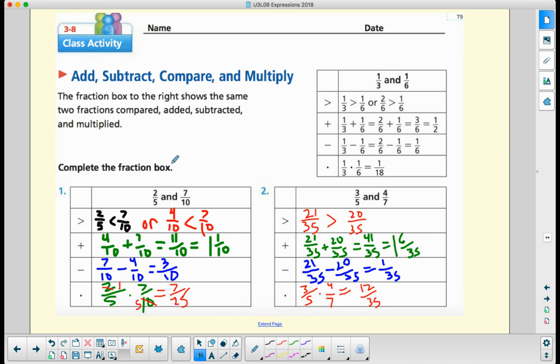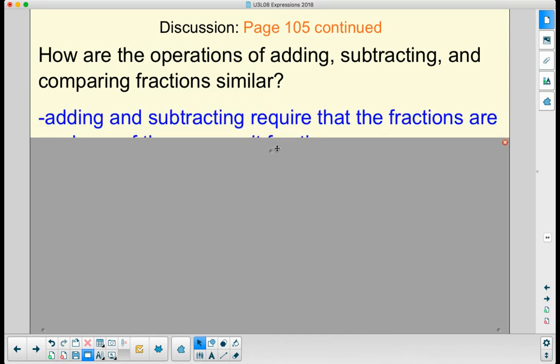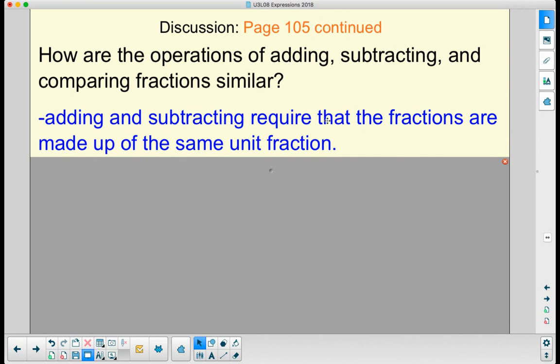All right, so let's move on. Now, how are the operations of adding, subtracting, and comparing fractions similar? What were the things that they were similar about? Let's see. Adding and subtracting required that the fractions are made up of the same unit fraction. So they had to have a common denominator, is what that's saying.